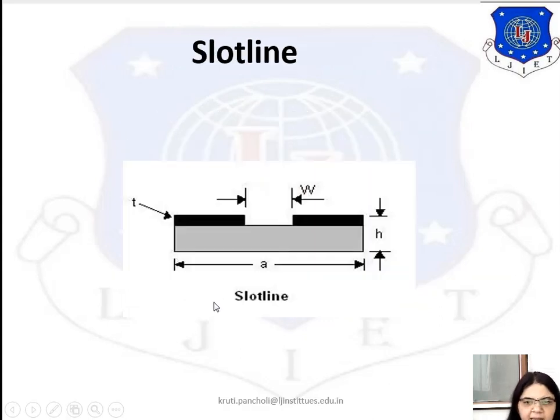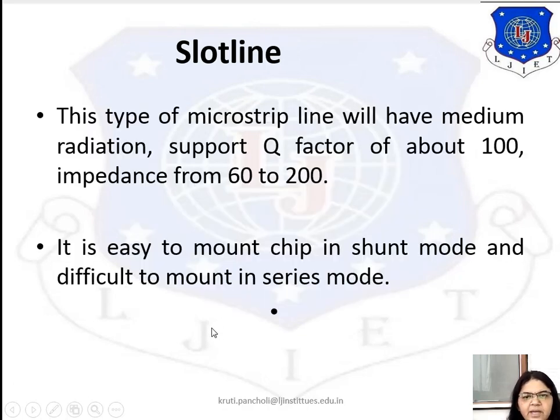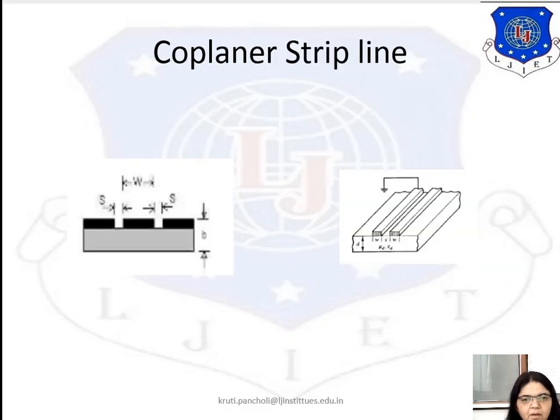It is the slot line. On the dielectric substrate, the conducting strip is there and the slot is provided. This type of microstrip line will have a medium radiation. It supports a Q factor of about 100, impedance from 60 to 200. It is easy to mount a chip in shunt mode and difficult to mount in series mode.